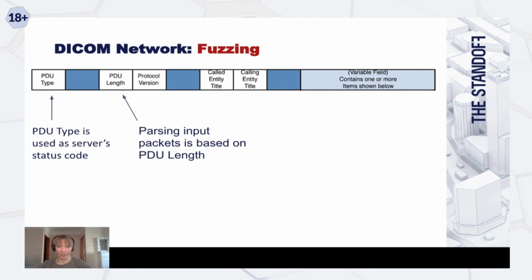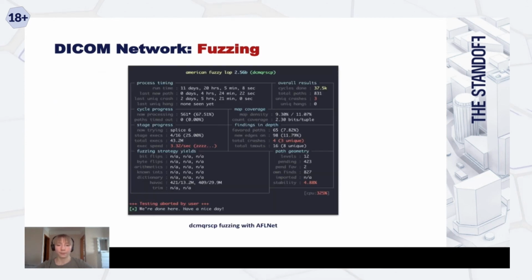How did I add this file? Here is an example of approximate structure of the packet. The DICOM protocol is kind of a complex one. I don't really know how it works completely, but the approximate structure of the packet looks like this. Each packet has a PDU type, which I use as a status code, and each packet has got PDU length, which can be used for parsing the boundaries of the packet.